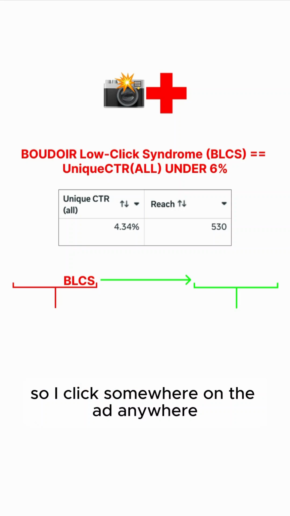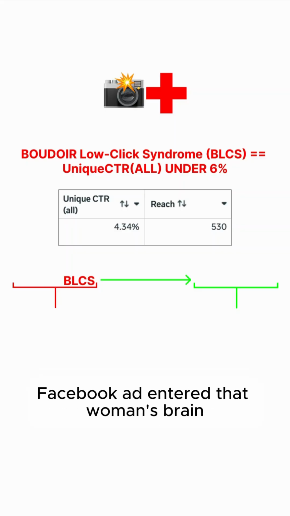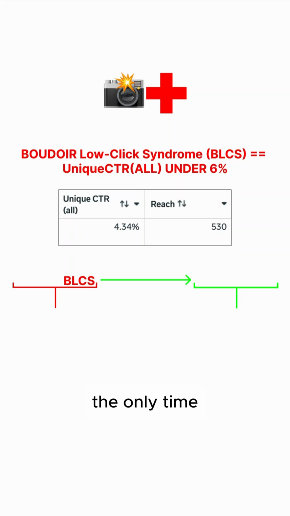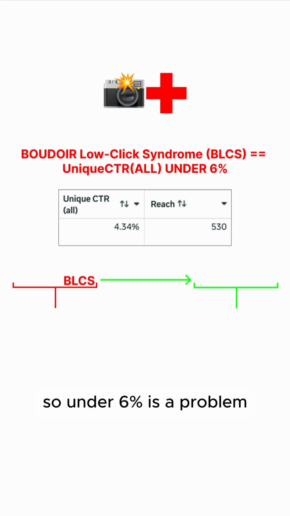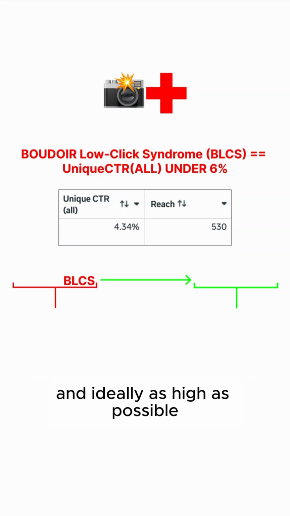So they click somewhere on the ad, anywhere. And we care about this because then we know our Boudoir Facebook ad entered that woman's brain. And we know if our Boudoir Facebook ad enters a woman's brain, that's literally the only time that our chance of buying from us is greater than 0. So under 6% is a problem, and we gotta get this above 6% and ideally as high as possible.